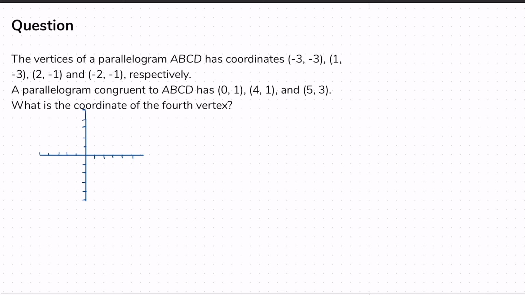All right, so I'm going to start mapping A, or my first parallelogram, onto this. So A is -3, -3, 1, 2, 3, and then down 3. So this is A. B is 1, -3, so over here. C is 2, -1, over here. And then D, -2, -1, is over here. So now I can join these up and you can see this parallelogram.